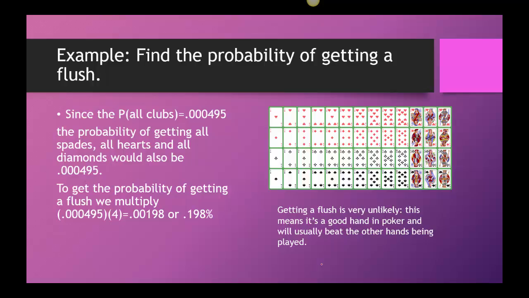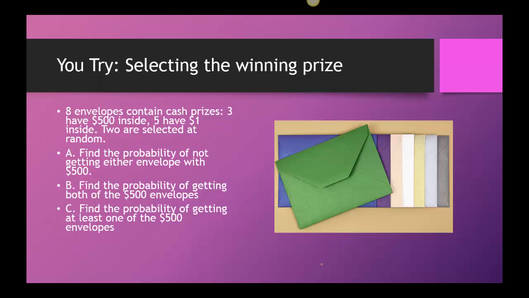So if you play poker, alright, let's get away from cards and look at winning a prize a different way. Say that I had envelopes. Here you can see I have 8 envelopes, and let's say they have prizes inside. 3 of them have $500 and 5 of them have $1 inside. We're going to select 2 at random. So I want you to try these 3 and then come back and check.